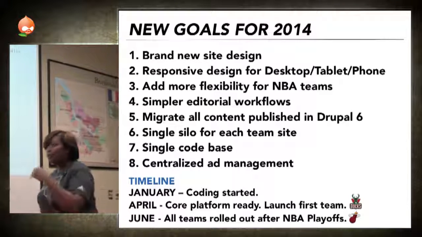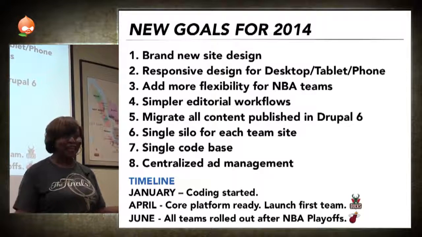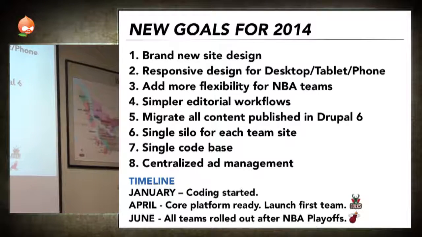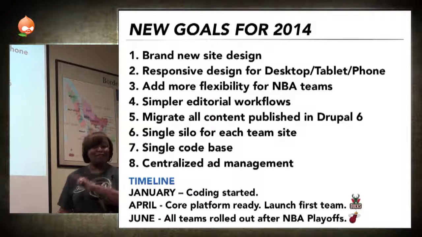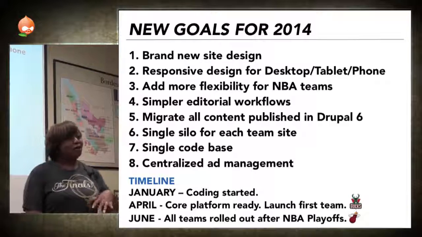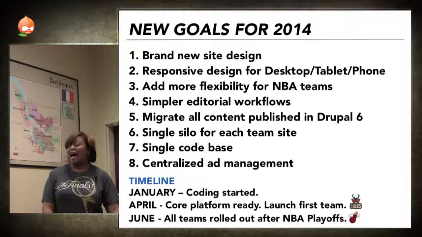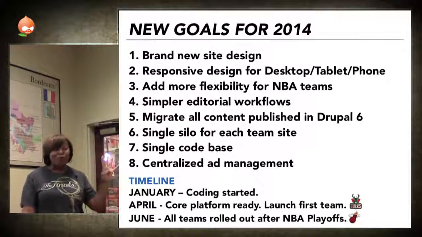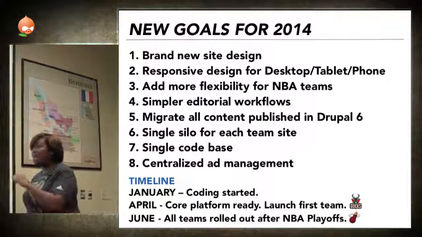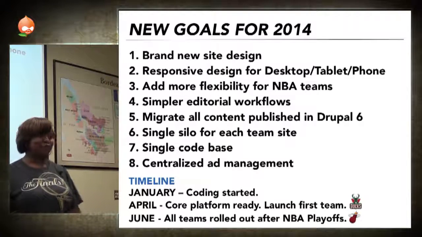So here's our timeline. We started coding just this January. We had nothing done; we started from scratch. And then in April, we had our core platform ready. I have a team, at the time 6 to 7 developers, but we also worked with the Drupal vendor to get some more horsepower. So we did get it done in 4 months, and I'll show you what we built shortly. And then from April to June, we had to roll all 30 out before the playoffs were over.